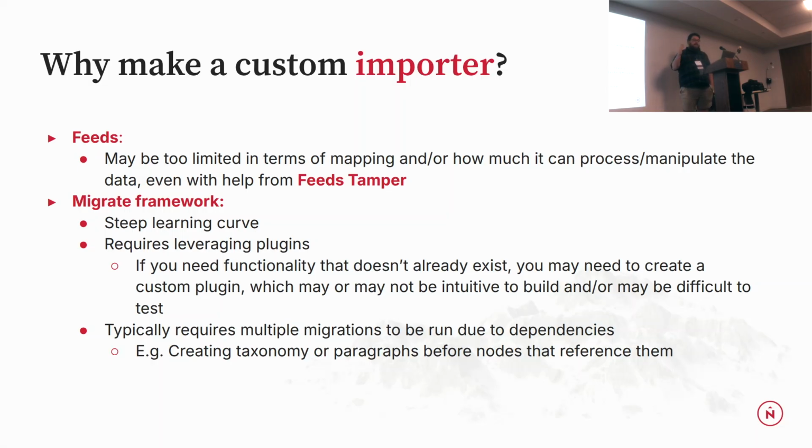Especially if you need functionality that doesn't exist, you have to create your own custom plugins, which may or may not be intuitive to build, might be difficult to test, kind of a lengthy process. And also, I find that it typically requires multiple migrations. So you have to run, say, a migration to import the taxonomy, and then you have to run the migration that imports the node that then references the taxonomy. So there's a bit of an order thing to it, right? And if you run them out of order, then, oh, I'm trying to reference something that doesn't exist yet, and then you're having a whole lot of trouble. So trying to figure all that out can be kind of a mess.